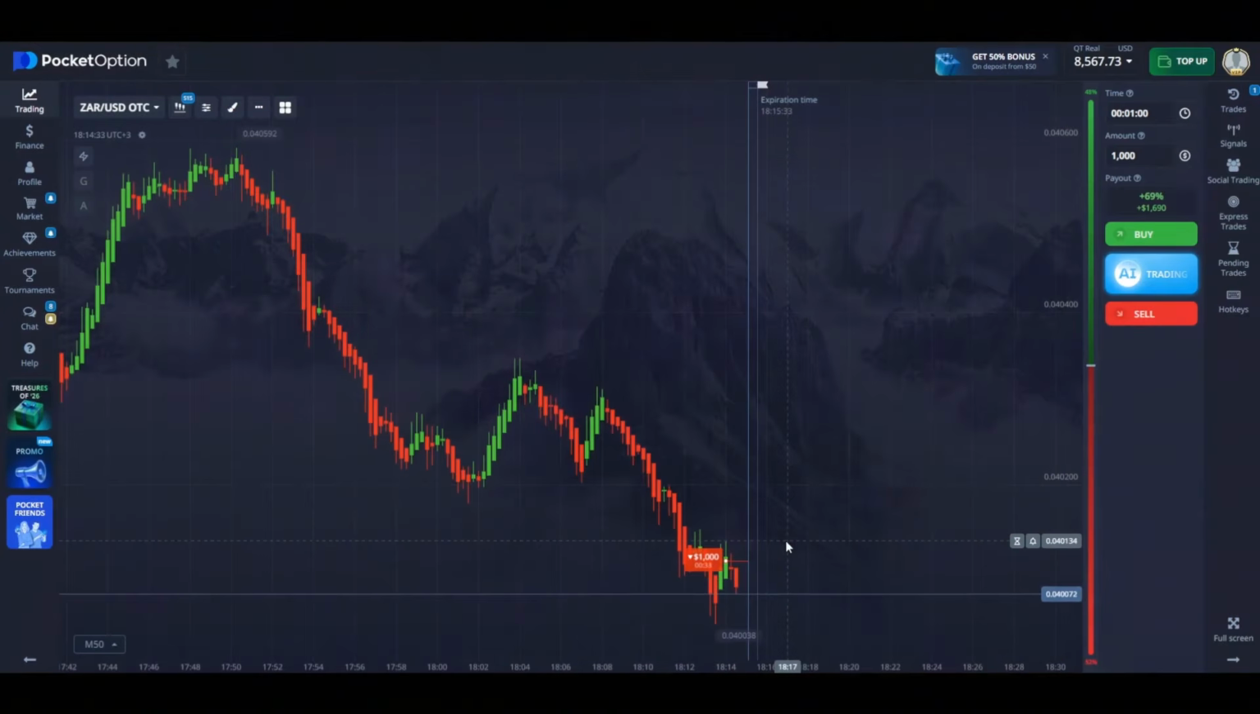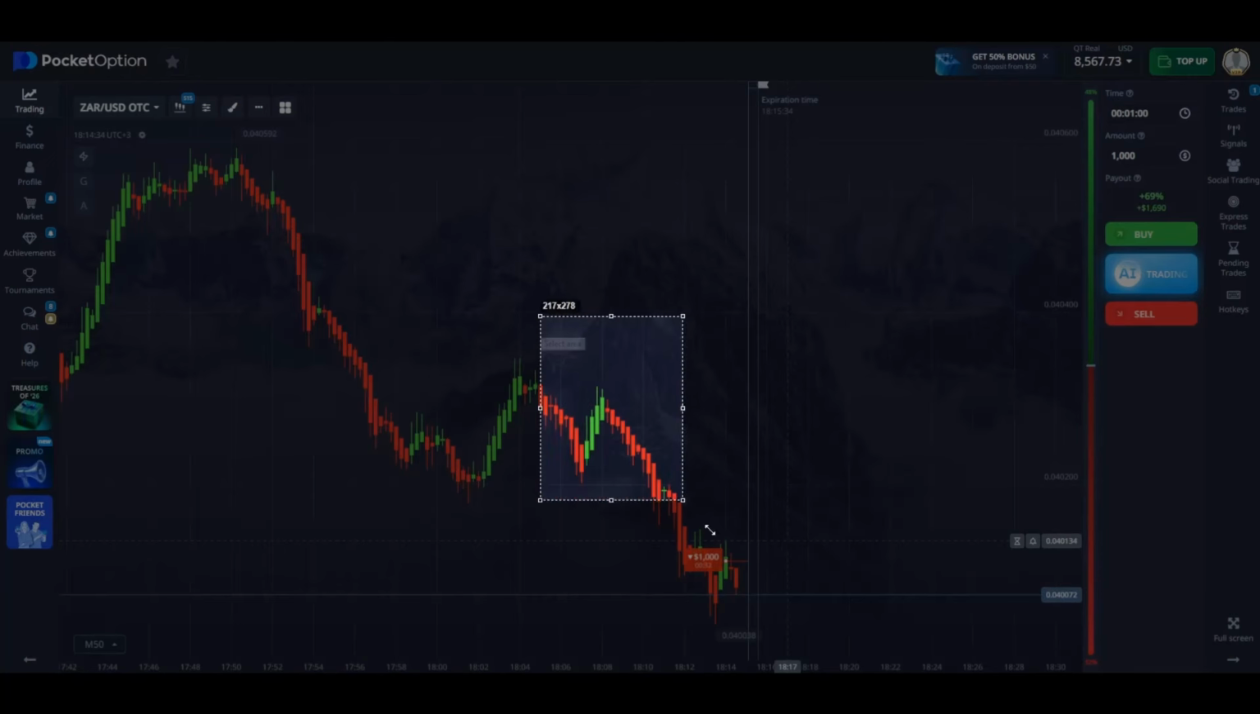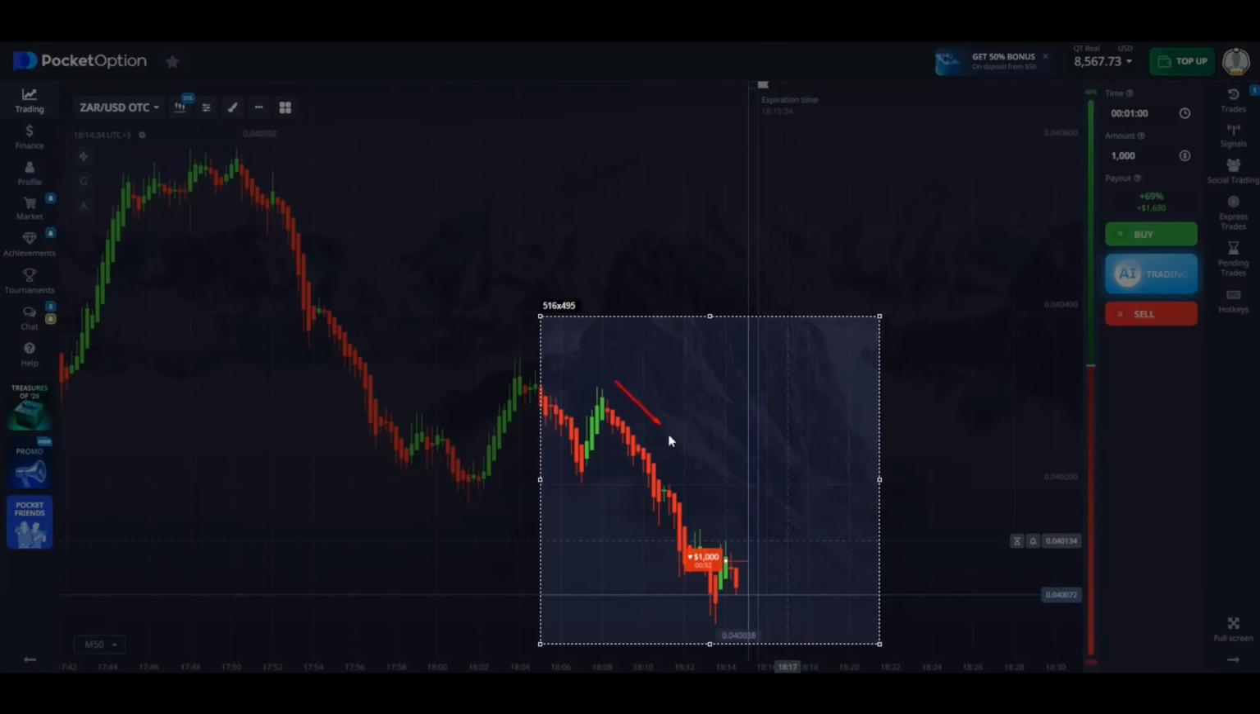So I've already opened a trade for a decrease, and as you can see, we have a downward trend right now. 2 green candles have appeared. So I opened a trade from these green candles for a decrease, following the trend direction.